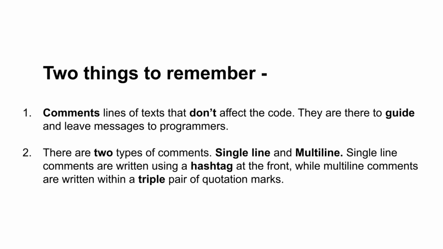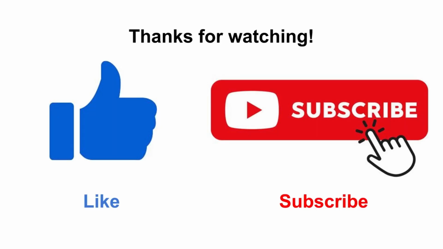Two things to take away from the video is that, number one, comments are lines of texts that don't affect the code. They are there to guide and leave messages to programmers. And number two, there are two types of comments, single line and multi-line. Single line comments are written using a hashtag at the front, while multi-line comments are written within a triple pair of quotation marks.